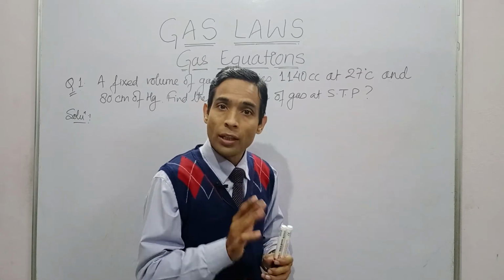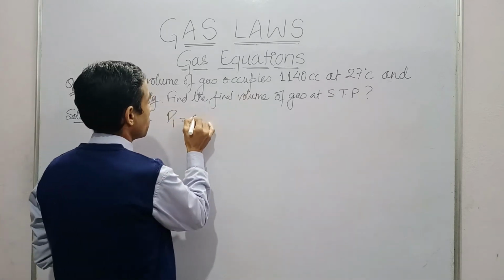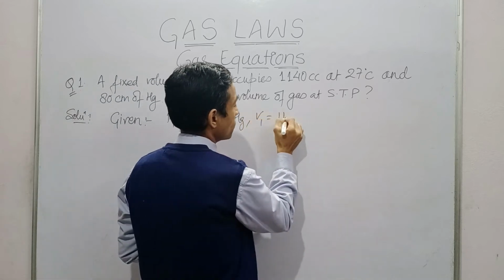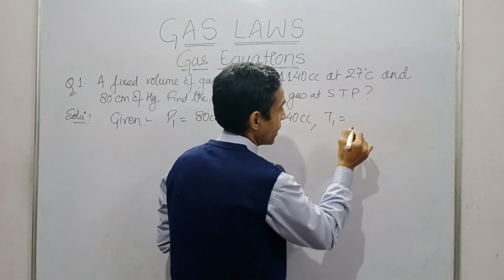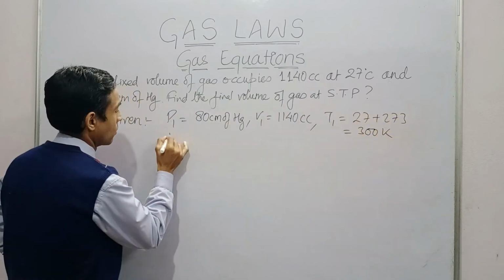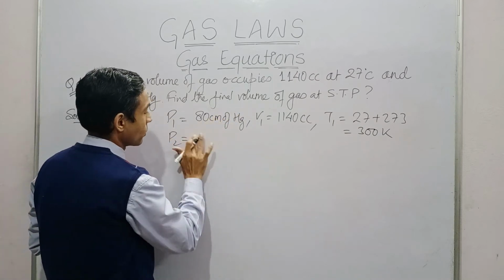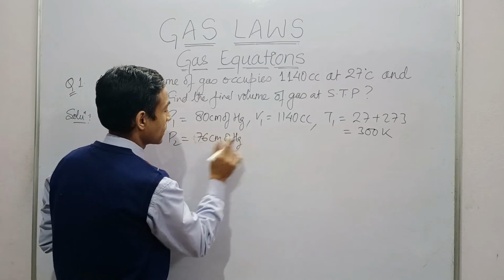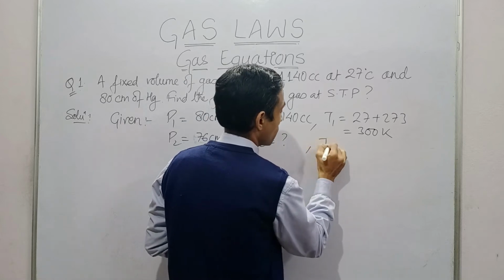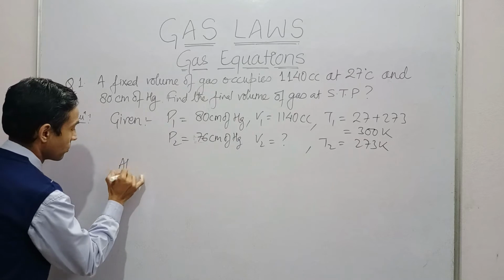Now let's start with the given values. Initial pressure, initial volume, initial temperature, final pressure is at STP, so 76 centimeter of Hg. V2 we have to find out, final volume. Final temperature is 273 Kelvin. Now let's apply the gas equation.